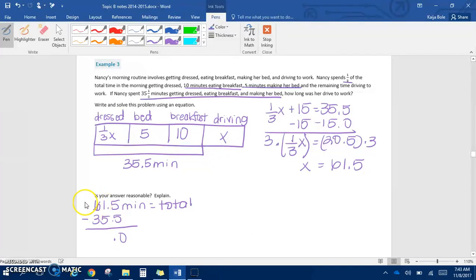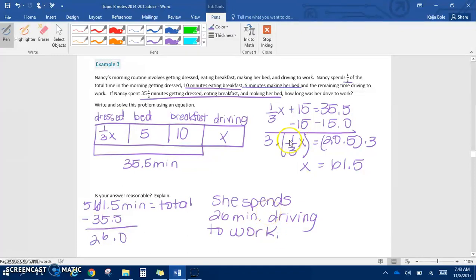So when you do that, if we borrow, this is 6, and this is 2. So we can see here that she spends 26 minutes driving to work.